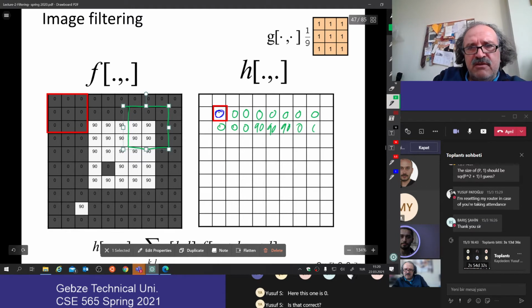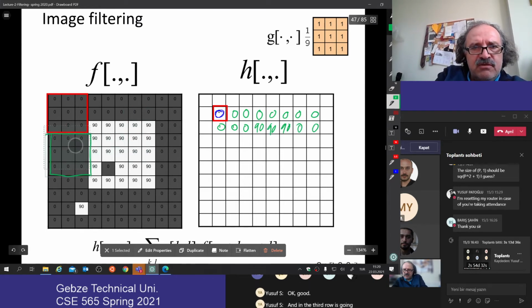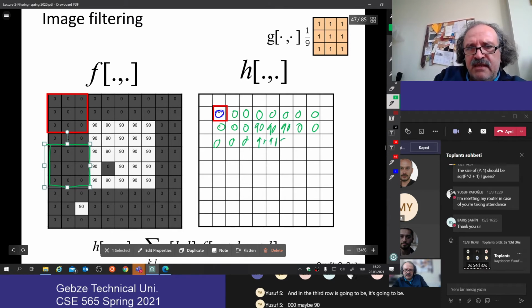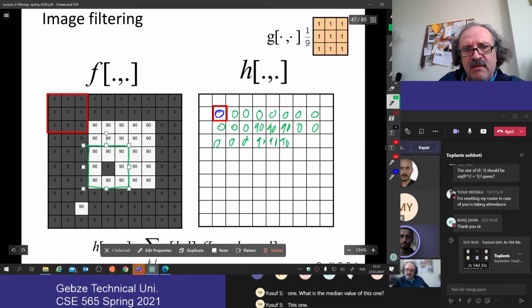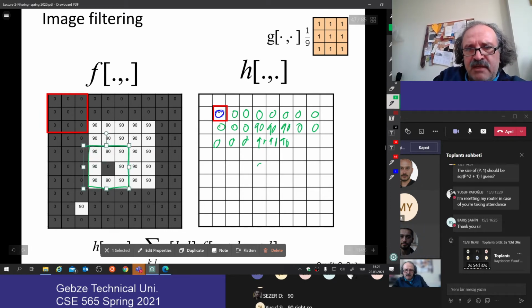This is 0, 0. Okay, good. And in the third row is going to be 0, 0, 0, maybe 90, 90, 90. But the idea is this. Let's look at this one. What is the median value of this one? 90. 90, right? So it's going to be 90 again.